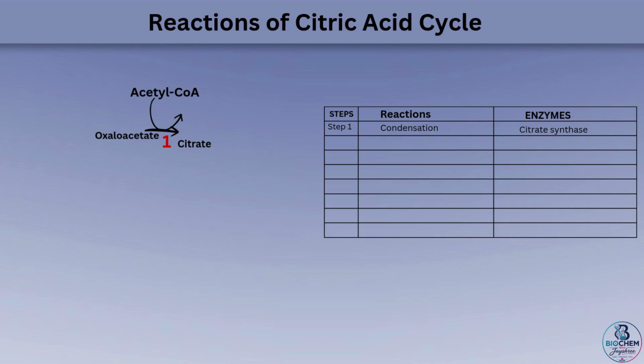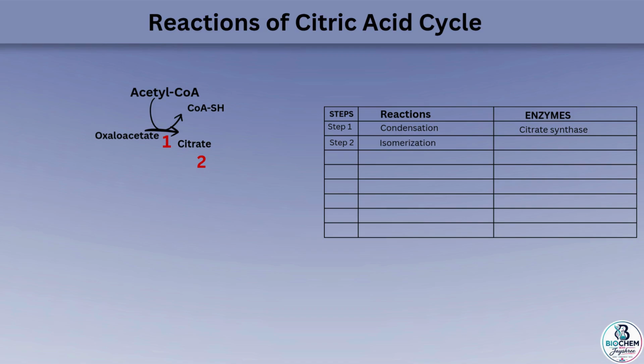During this reaction, coenzyme A is released, and this reaction is irreversible. It is also one of the major regulatory steps of the TCA cycle. This reaction is highly favorable because energy stored in the thioester bond of acetyl-CoA is released. Now step number 2 is formation of isocitrate, and the reaction type is an isomerization reaction.